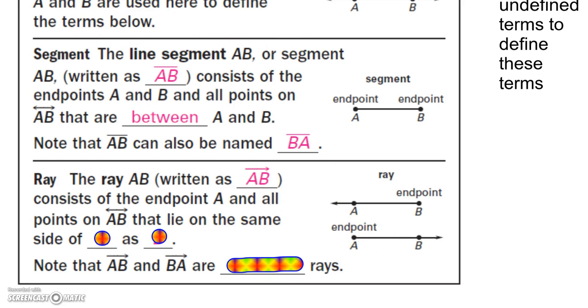The other example would be named ray BA, and I've got to hurry up, we're running out of time. So that would be ray BA. You start with the endpoint first.